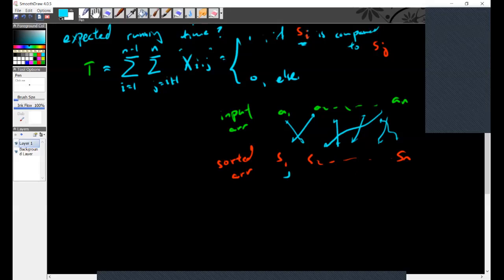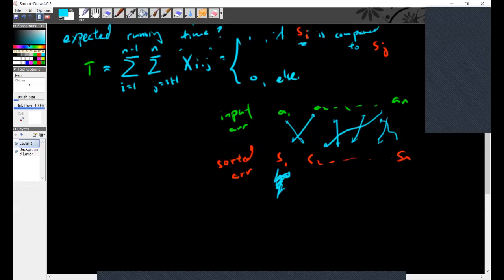The limits of this summation give me that. My i will range from 1 to n minus 1, and my j will range from i plus 1 to n. When I fix an i, which goes from 1 to n minus 1, my j only takes values that are larger than i, up to n. So this really iterates through all pairs. Sorry, this is a sorted array.